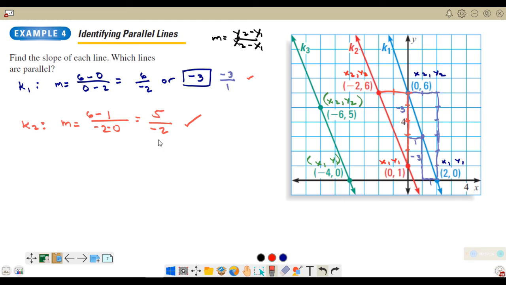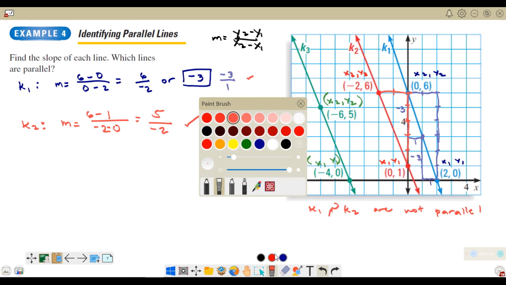Now, are K sub 1, K sub 2 parallel? No, they are not parallel. K sub 1 and K sub 2 are not parallel because they don't have the same slope. Let's check for K sub 3. Baka maging parallel siya sa isa man dun sa dalawa.